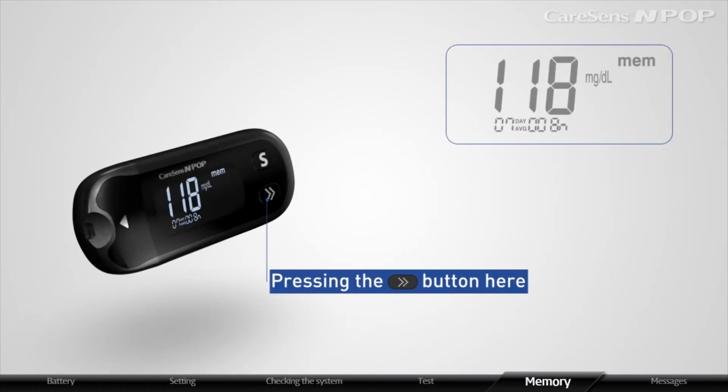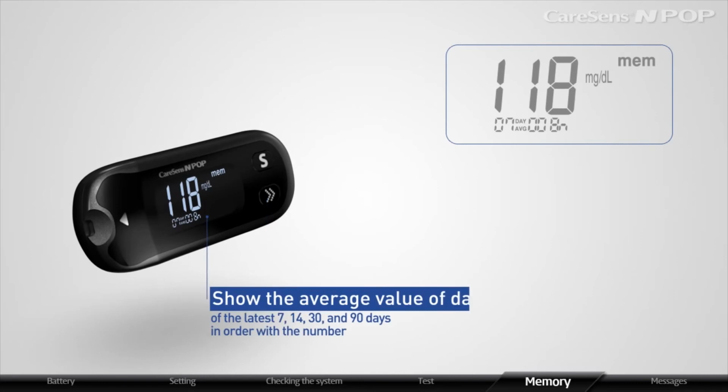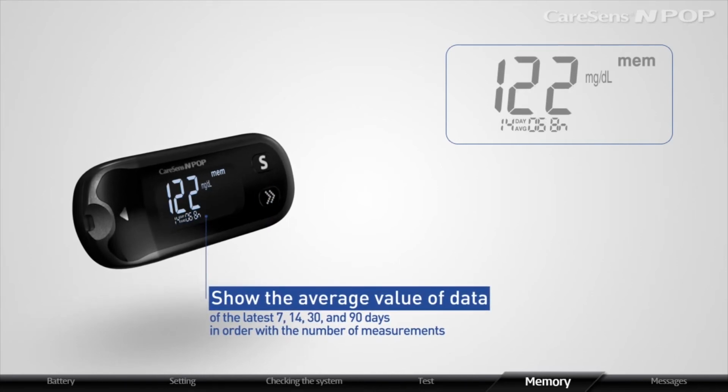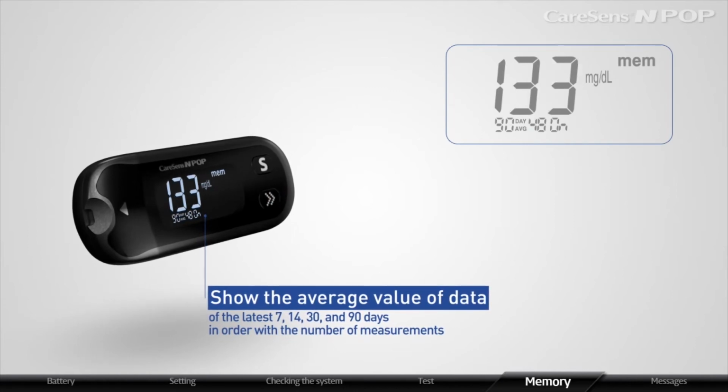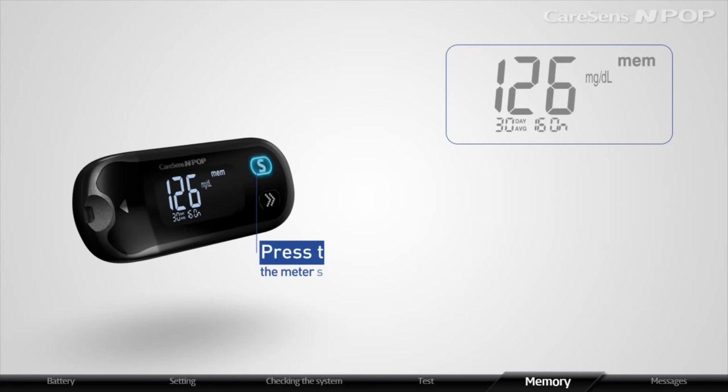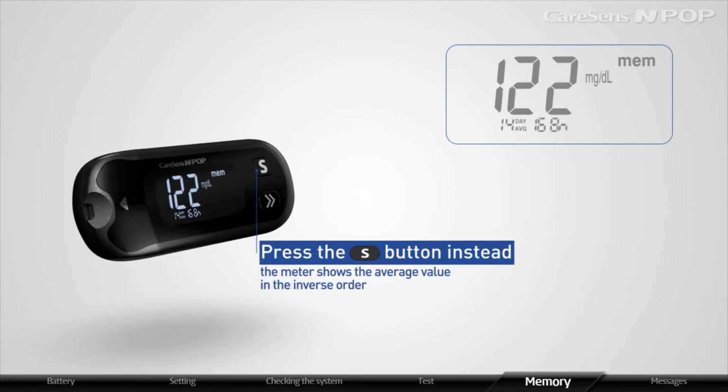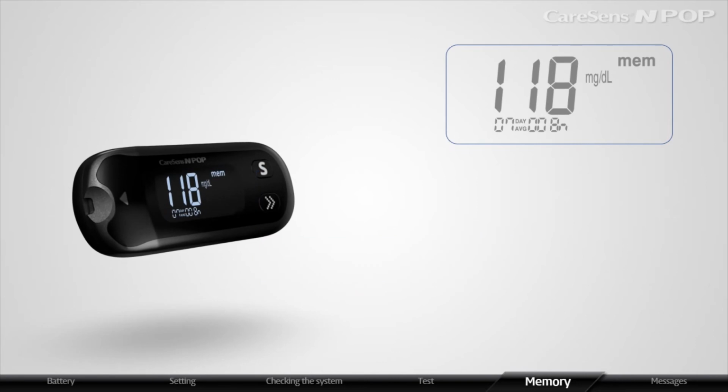When pressing the arrow button here, the meter will show the average value of data of the latest 7, 14, 30, and 90 days in order with a number of measurements. If you press the S button instead, the meter shows the average value of the inverse order.